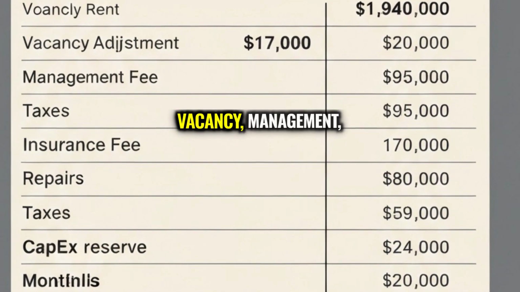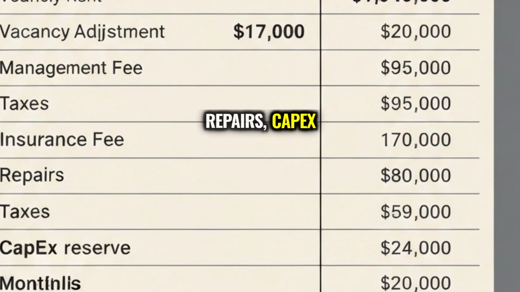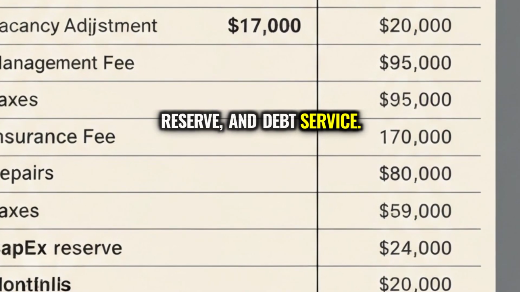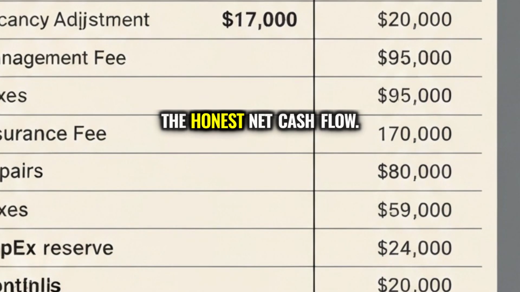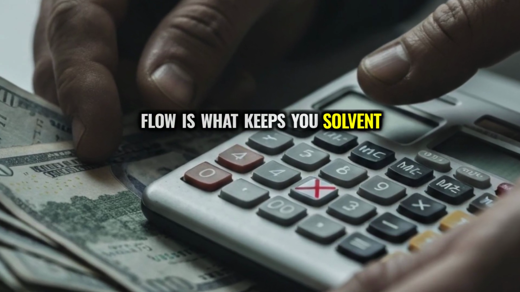We deduct vacancy, management, taxes, insurance, repairs, CapEx reserve, and debt service. Follow each step to see the honest net cash flow. Why this matters: cash flow is what keeps you solvent in the short term.